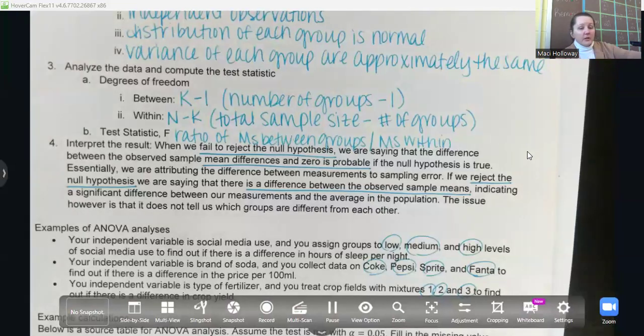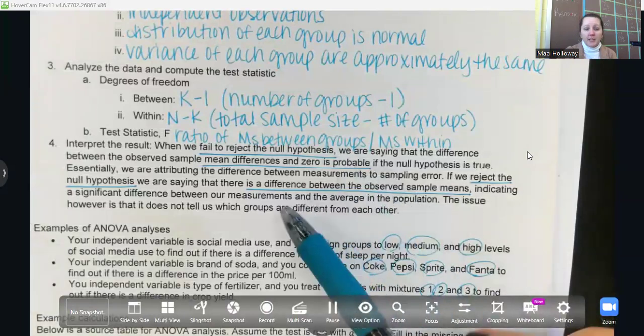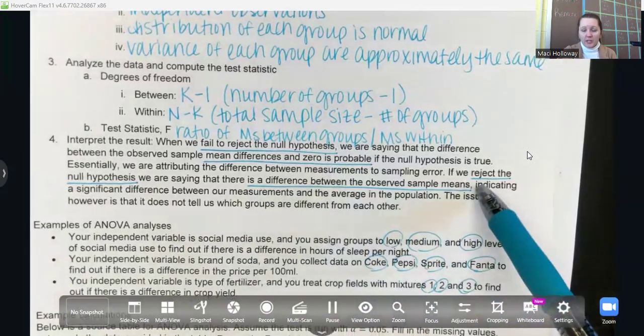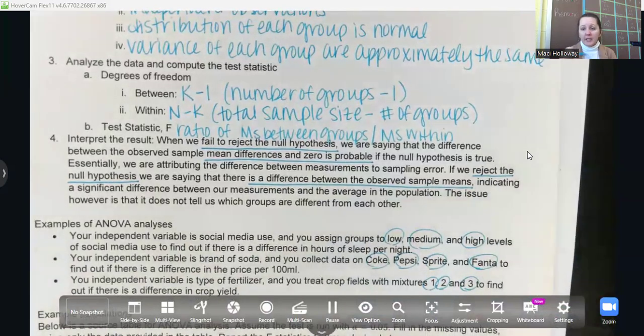All right, and then fourth, the most important part is interpreting the results. Do we fail to reject, or do we reject? Remember, fail to reject is stating that we did not observe any evidence that suggests that they have a different mean. So a mean difference of 0 is probable. And then rejecting the null hypothesis states that there is a difference in the means, whether it's the difference between all three means or it's a difference in two of the means.